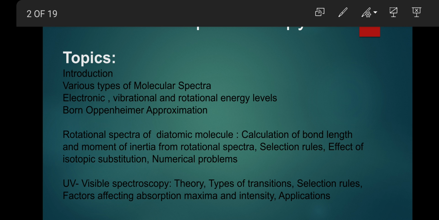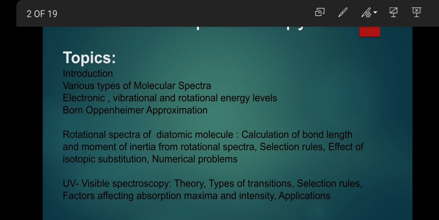So the topics are: introduction, what is spectroscopy, then various types of molecular spectra, electronic spectra. There you have to study vibrational and rotational energy levels, Born-Oppenheimer approximation. Okay. Then rotational spectra of diatomic molecules, another set of spectroscopy. There you have to see calculation of bond length and moment of inertia from the rotational spectra. See, bond length you can calculate from rotational spectra. Then selection rules, effect of isotopic substitution, then some numerical problems.